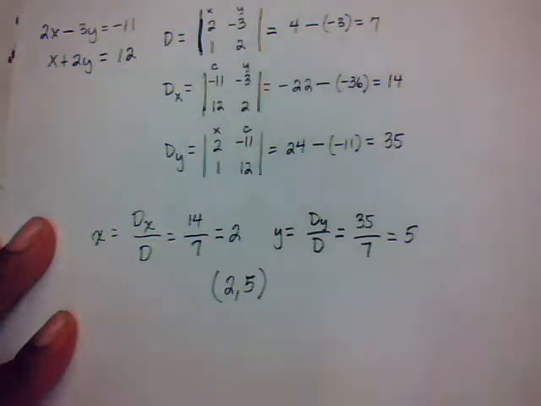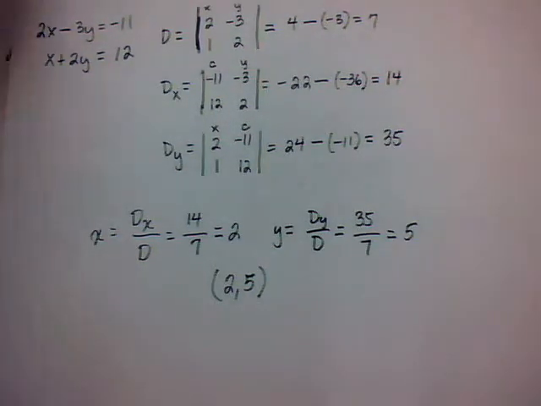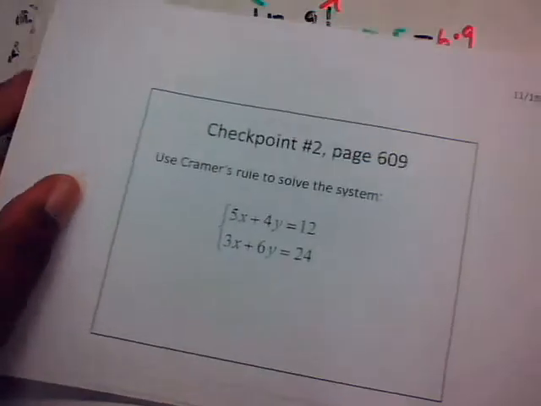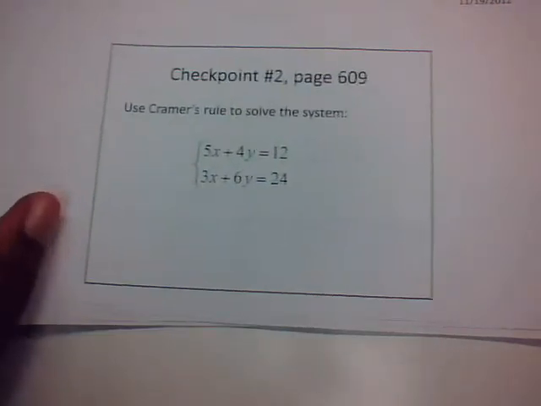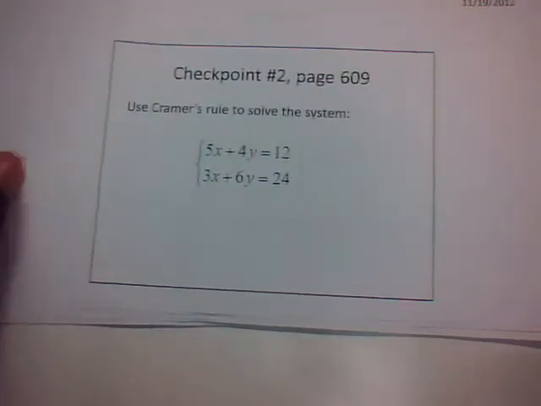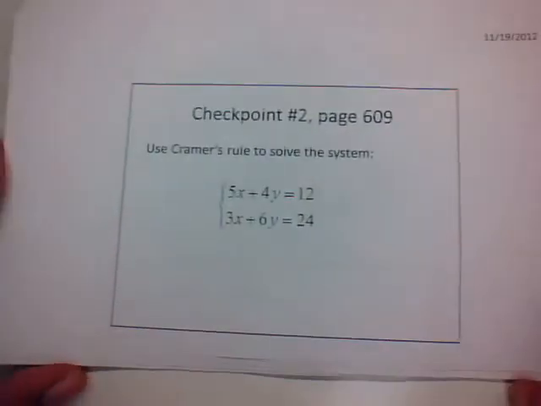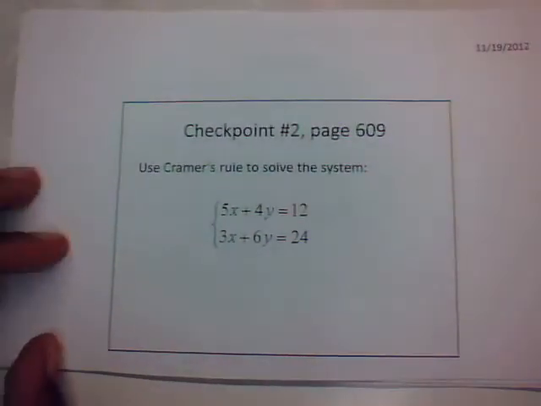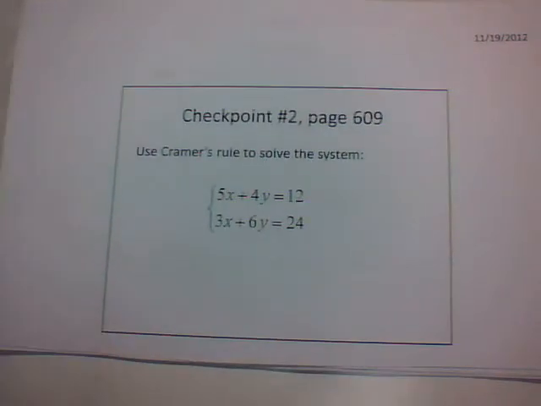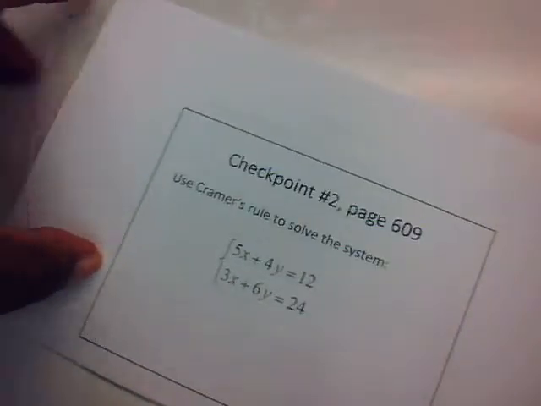Okay. All right, here's another example. Let's say I had this. Okay, by the way, let me erase this. Okay, again, I'm going to use Cramer's Rule to solve this system. Here we got 5x plus 4y is equal to 12, and then 3x plus 6y is equal to 24.